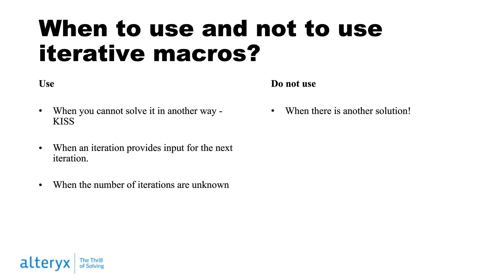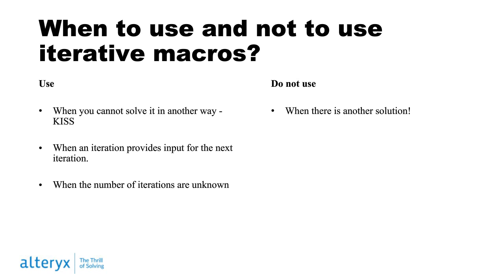So the time that you should use iterative macros is when the first iteration provides input for the next iteration, and then the next iteration for the next iteration, and so on. That's usually sort of a good way to think of it. So in the case with the managers and so on, the first iteration will be the input for the next iteration.